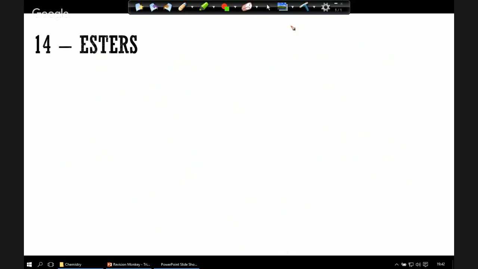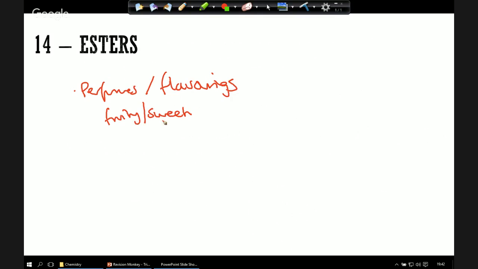Now, why are esters good? Well, they make really useful perfumes. They're really fruity and sweet smelling. And the reason why they make good perfumes or flavourings in food as well is that they're fruity and sweet. They're also quite volatile, so they turn into a gas easily, but that also makes them quite flammable.